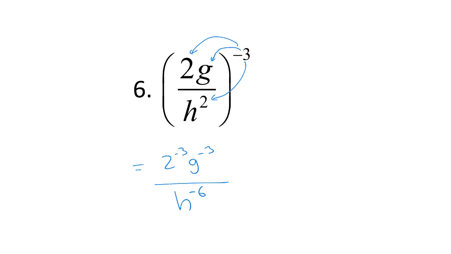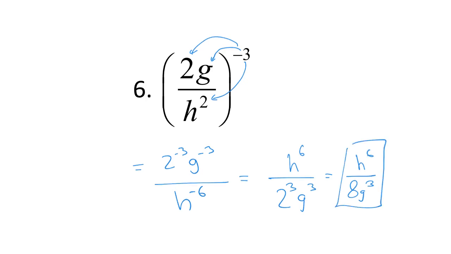Every negative exponent gets moved to the opposite part of the fraction. So the 2 to the negative third is going to go to the bottom and become 2 to the third. The g to the negative third is going to go to the bottom and become g to the third. And the h to the negative 6 is going to go to the top and become h to the 6th. Okay, I don't have any like exponent bases here, so the last thing I just need to do is figure out that 2 to the third is 8. 2 times 2 times 2. So it's 8g cubed on the bottom, h to the 6th on the top, and that's it.